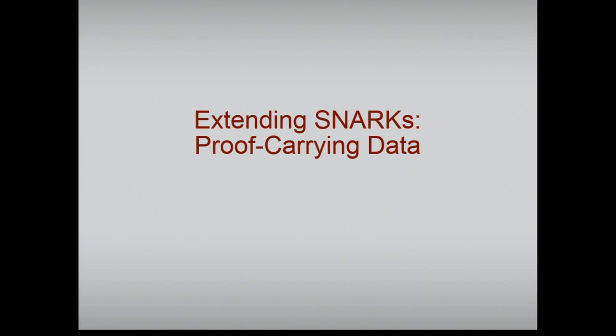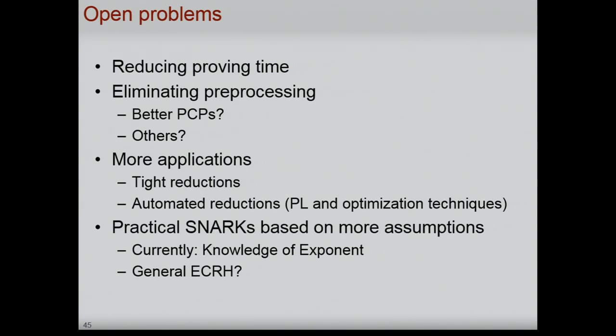So taking a step back, let me mention some open problems for SNARKs in general and for Zerocash in particular. One is reducing the proving time. Right now, it takes less than a minute, say 47 seconds on my desktop, to create a transaction. It's okay, comparable to the 10-minute blockchain update rate, but we could hope for better, and certainly for other applications we need much better. Pre-processing is a big issue.